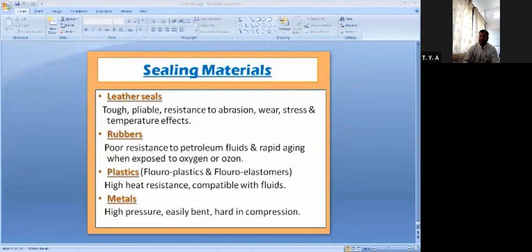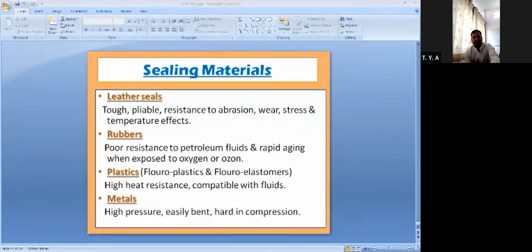But leather has certain basic limitations, namely the size of the seals that can be made from leather. It does not sustain heavy mechanical pressure, because it extrudes when we apply a heavy load or heavy mechanical pressure. Due to that, we need another material, that is rubber. So the second material is rubber.